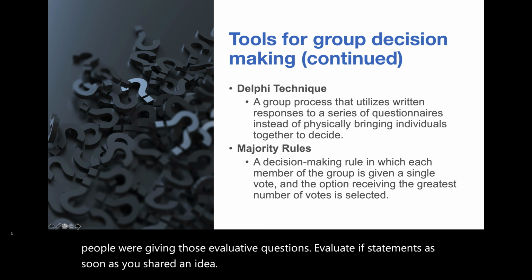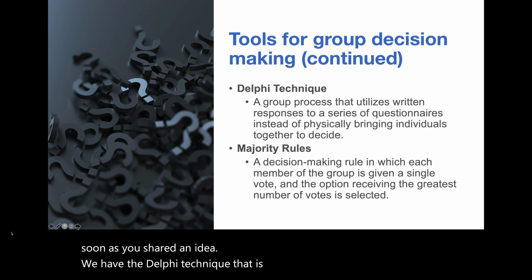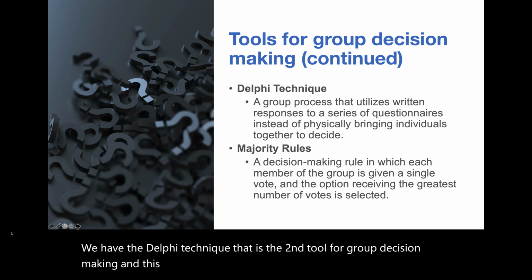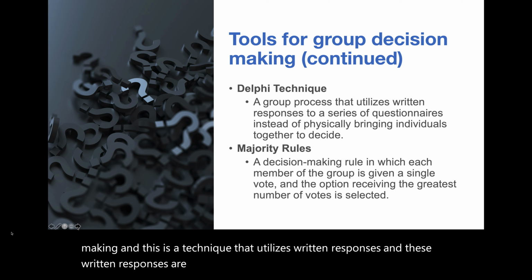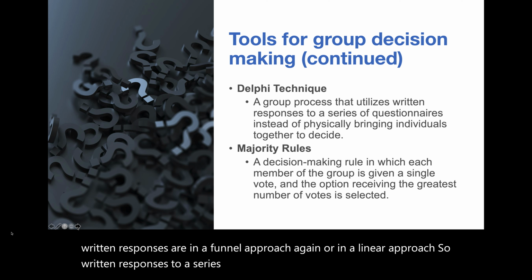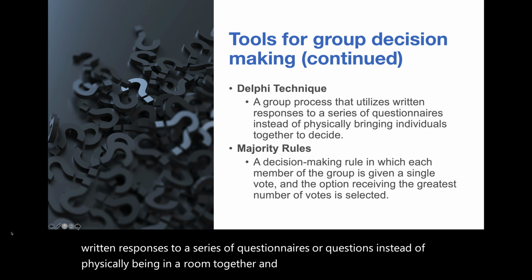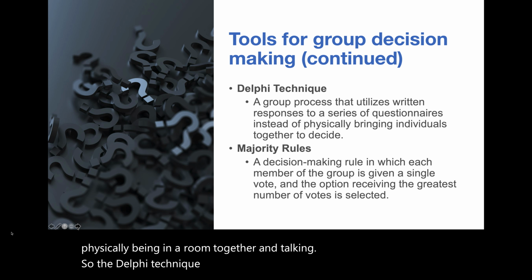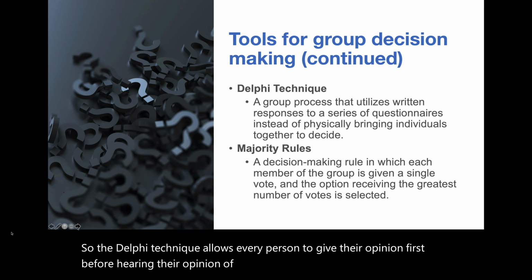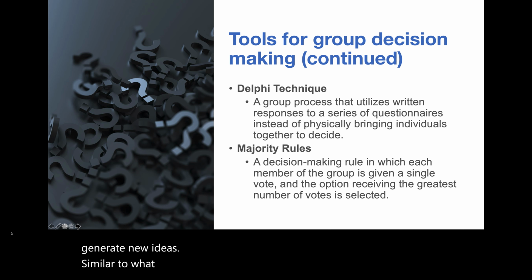We have the Delphi Technique. That is the second tool for group decision making. And this is a technique that utilizes written responses. And these written responses are in a funnel approach again, or in a linear approach. So written responses to a series of questionnaires or questions instead of physically being in a room together and talking. So the Delphi technique allows every person to give their opinion first before hearing the opinion of other people.